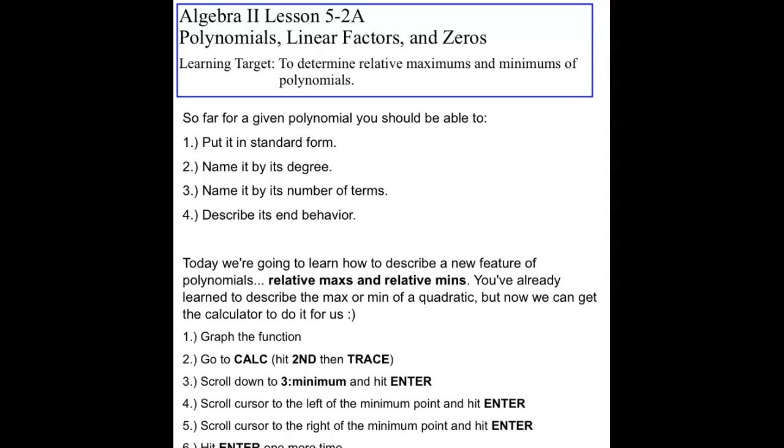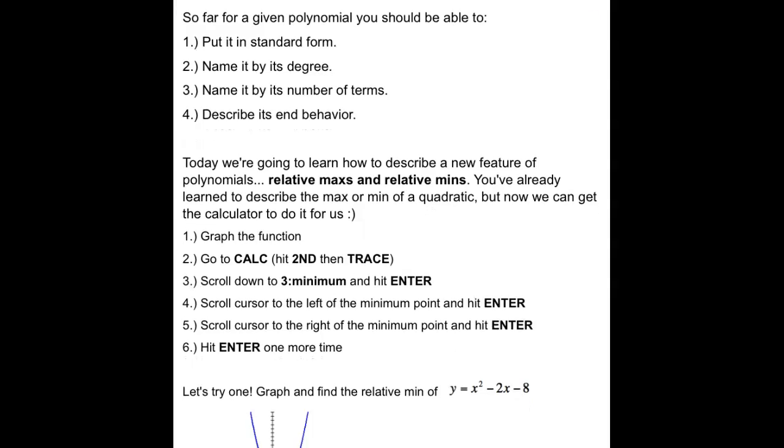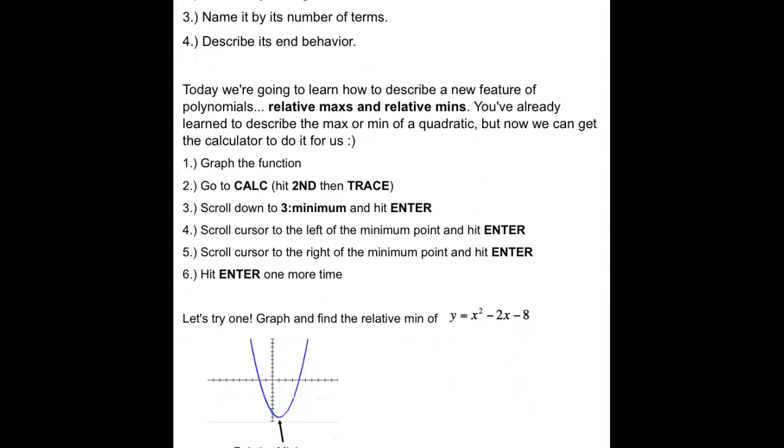So far for a given polynomial, we should be able to put it in standard form, name it by its degree, by its number of terms, and describe its end behavior. Today we're going to learn how to describe a new feature of the polynomial, the maxes and mins. You've already learned to describe the max or min of a quadratic when we talked about the vertex of that parabola. But now we're going to get the calculator to help us do this. So go ahead and grab your calculators or open up the TI-84 app on your Chromebook.